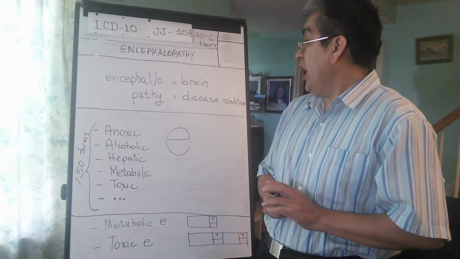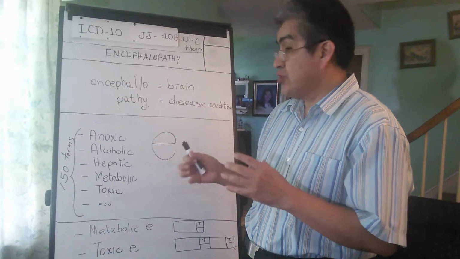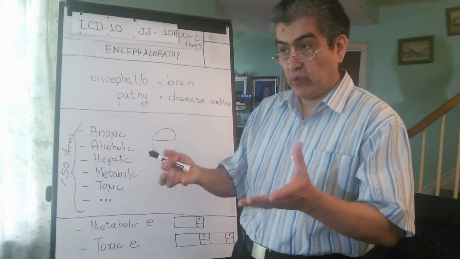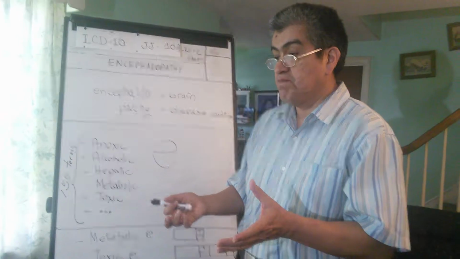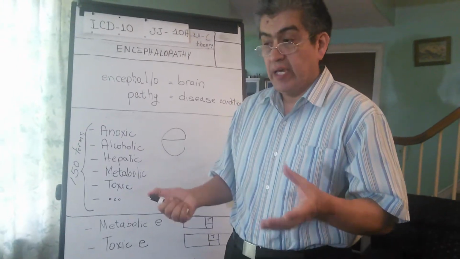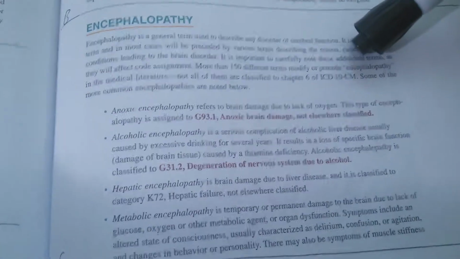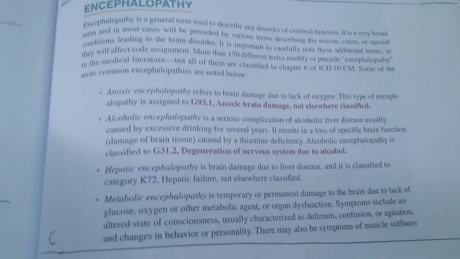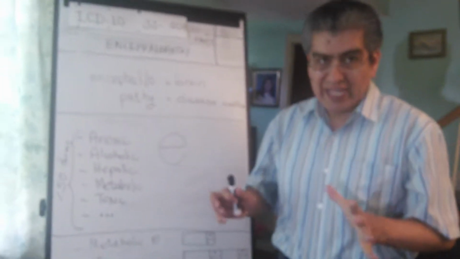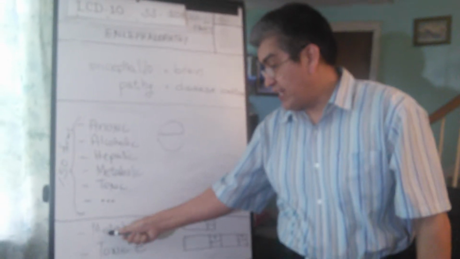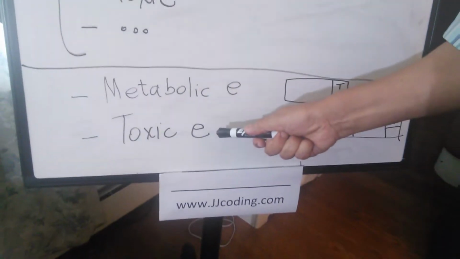Now most of them are in just one chapter of the ICD-10, the chapter that we're studying, right? This is right here, in chapter 6. You read right here in chapter 6 of ICD-10 CM. Most of them are there, but some of them are not there. Now the ones that we're going to study now with an actual example are two: metabolic encephalopathy and toxic encephalopathy.